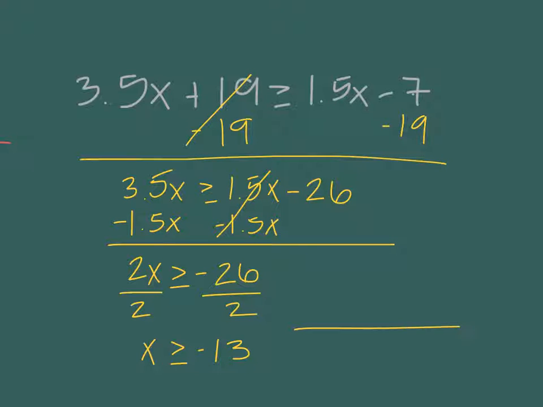I draw my inequality on a graph. So I have negative 13 and then 0. I put a closed circle at negative 13. And then I draw an arrow moving towards the right-hand side, because this is all numbers greater than or equal to negative 13.